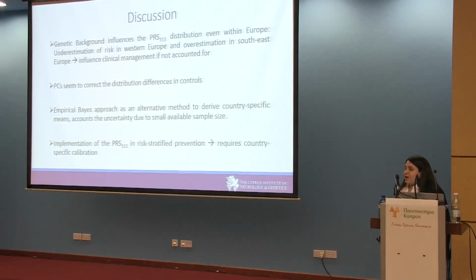Therefore, in this study, we have shown that the genetic background could influence the distribution of the polygenic risk score even within Europe, leading to an underestimation of risk in Western Europe and an overestimation of risk in Southeast Europe, and thus could influence the clinical management of some individuals if it's not accounted for. We have shown that the principal components can correct the distribution differences, while when they are not available, an empirical-based approach can be used as an alternative method to estimate the country-specific means, as it takes into account both the true variation and also the sampling error.